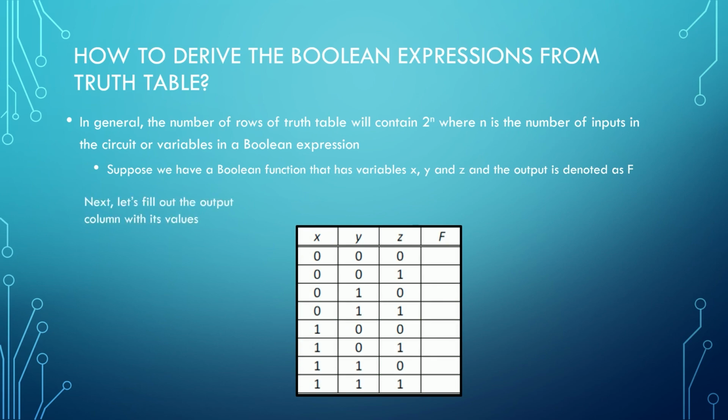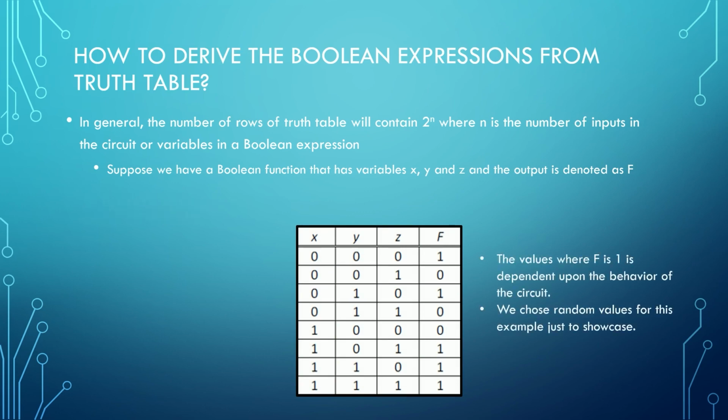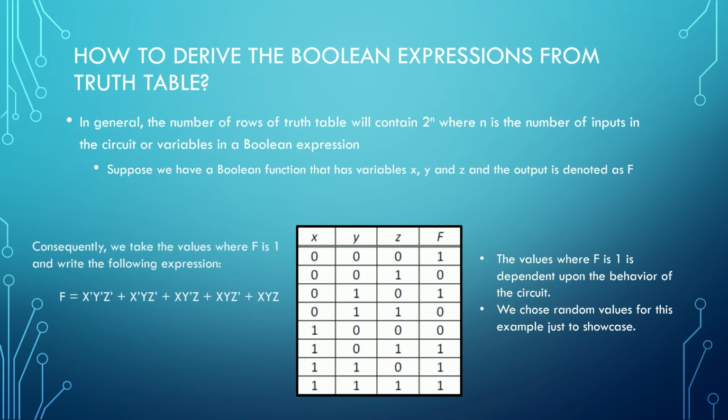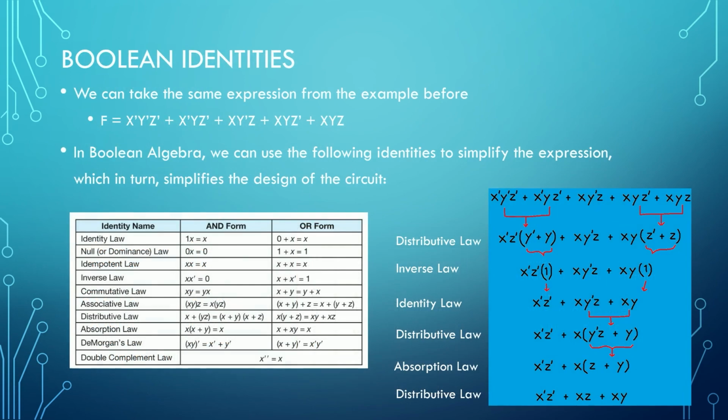What we have to do is go ahead and put in all the values where f, meaning the function, is outputting a 1. So we put that in the truth table. Where the 1s are in the table is dependent upon the behavior of the circuit, so this can be random, dependent upon the expression we're given. In this case, we take the values where they're 1 and transition them over to an expression, as shown there, where f equals the given expression.